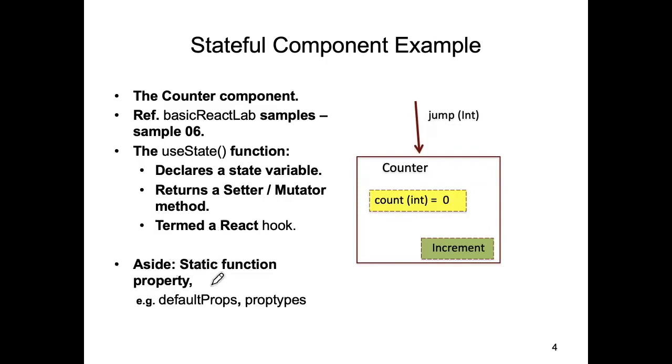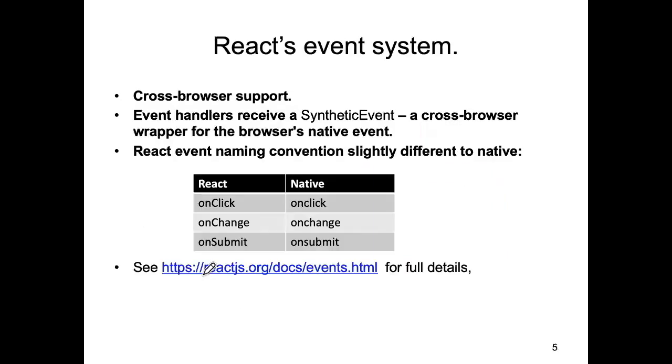The last comment here down the bottom right is just me explaining, from a JavaScript point of view, the way we declared default props and prop type checking, from a syntax point of view, is we were using static function properties. It's just an aspect of JavaScript.